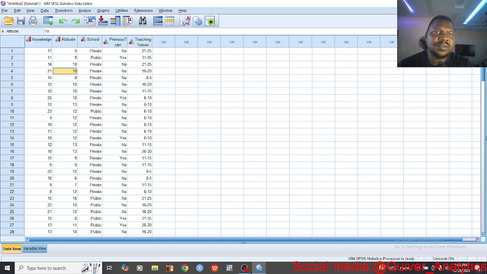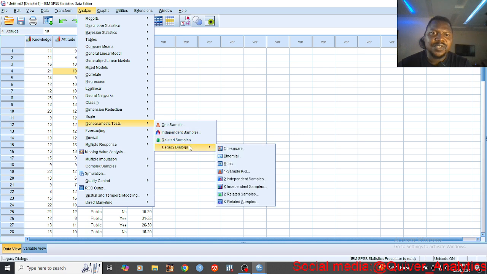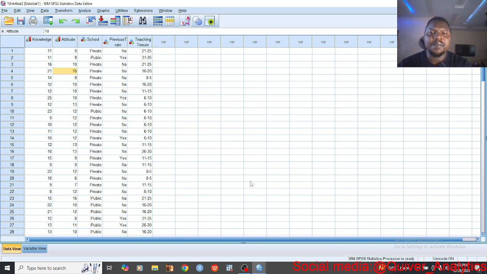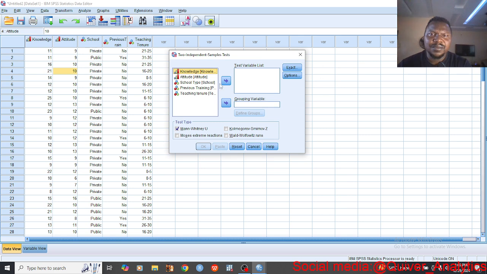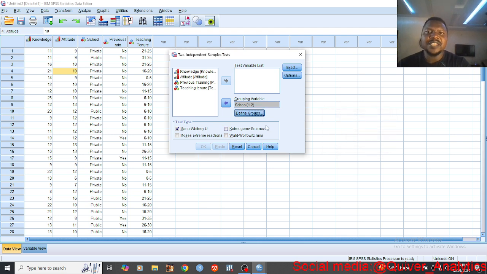Let's go straight to the non-parametric tests. So we go to legacy dialogs and two independent samples. So we have the school type come here, and we define it as group 1 is 1, group 2 is 2. That's 1 for private, 2 for public. Then knowledge comes here, and we can also bring attitude here. So I've done one of the examples you're supposed to do. Mann-Whitney U test, you can check other tests as well.